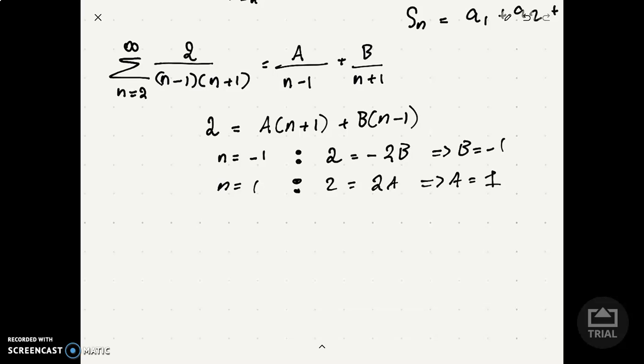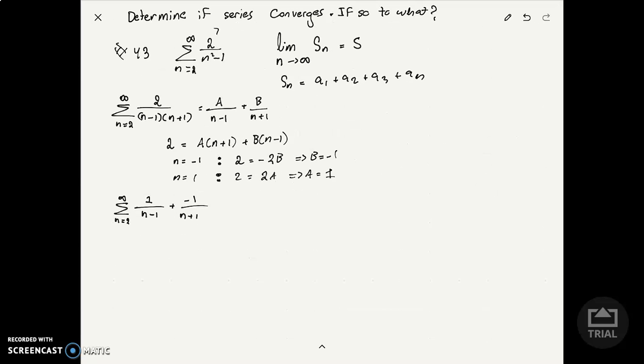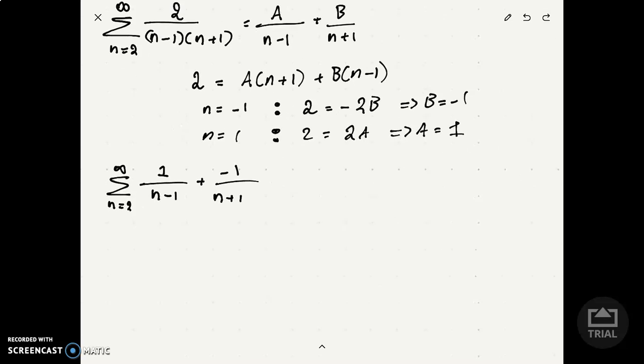Alright, from there, we can rewrite our sum as two different terms, going from 2 to infinity again, as, let's see, a was 1, so 1 over n minus 1, and then negative 1 over n plus 1. Alright, so this is just an alternative way of writing this, and it's going to be useful for us because we're writing a telescoping sum.